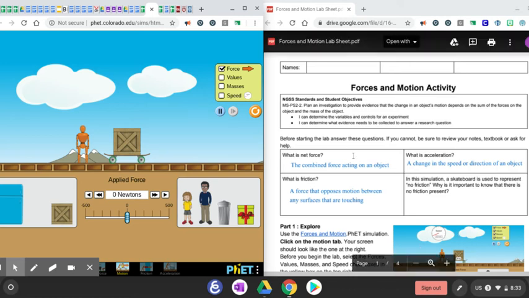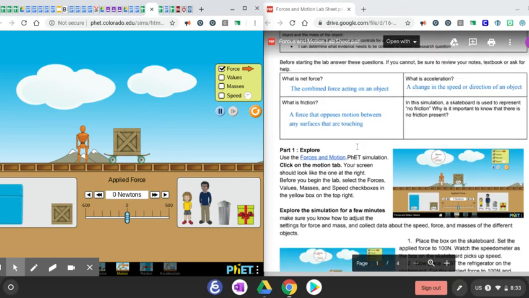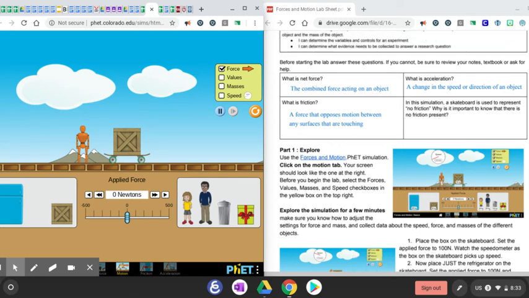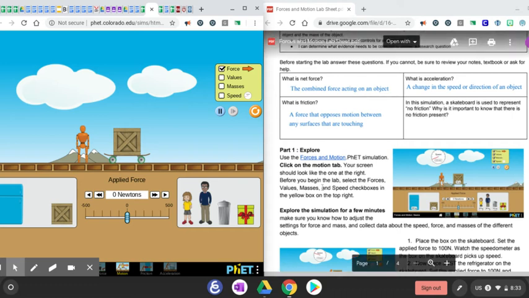All right, so just to get into this, part one, in this simulation, the skateboard is used to represent no friction. Okay. Why is it important to know that there is no friction present? Because you take out that force. So we're on forces in motion. We're on the motion tab. So your screen should look like mine here.